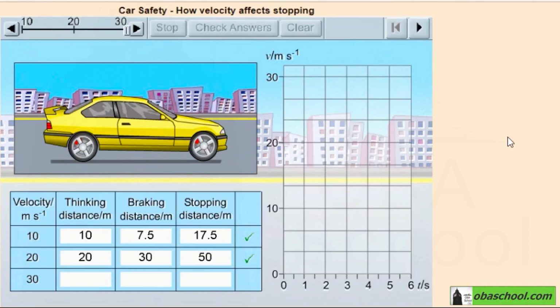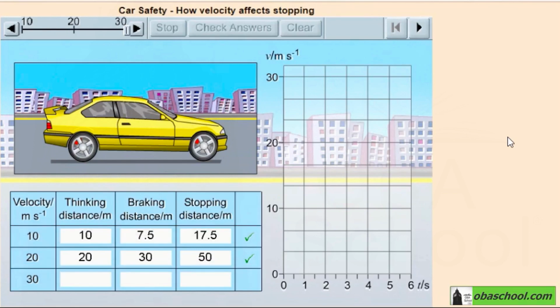Hello everyone! In this simulation, we're going to see how velocity affects stopping. The first and second rows of the table show the distance values obtained by the car's calculations during its 10 meters per second and 20 meters per second run.